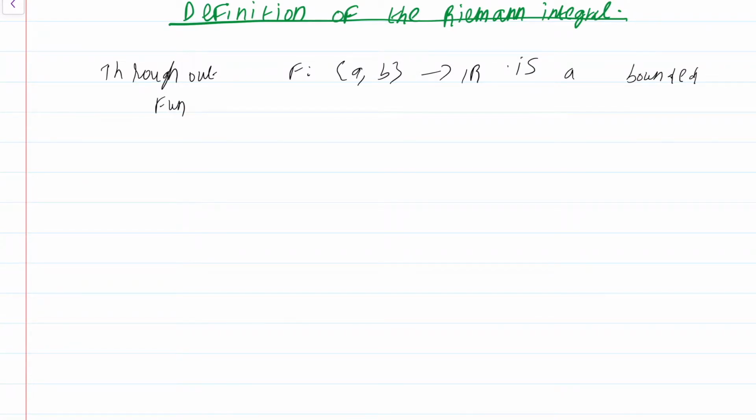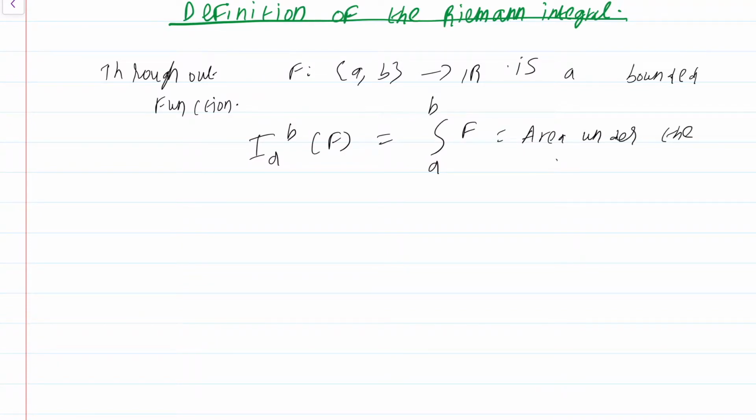So throughout, f from the closed interval [a,b] to R is a bounded function. Our objective is to assign a meaning to this I_a^b of f, or in more common notation, the integral from a to b of f. This is supposed to be the area under the graph, the signed area to be precise.